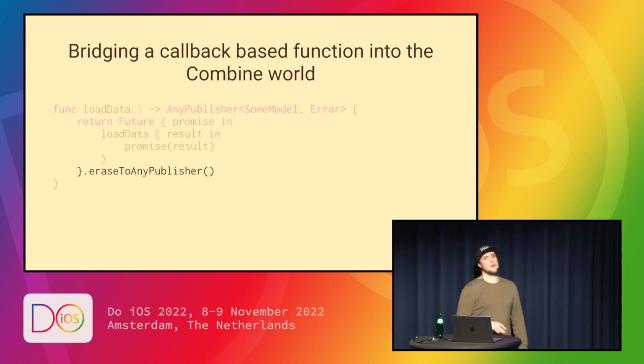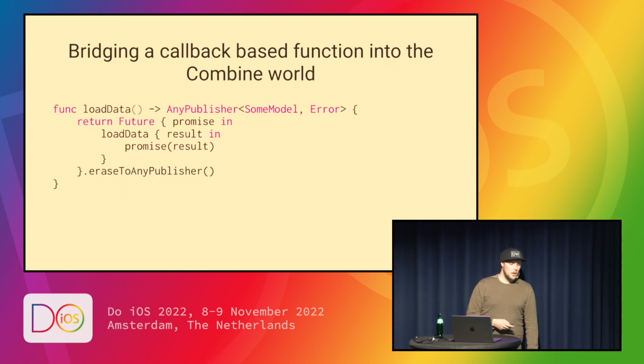And this is another reason why erasing to any publisher was very important to us. If we didn't do that, we would be able to say, well, load data returns a future, but then we would be stuck using a future. When in the end, really, we want to have that code that you saw before that does the network call completely on its own without the callback-based version. Right, so this is how we can bridge a callback-based function into the combine world.